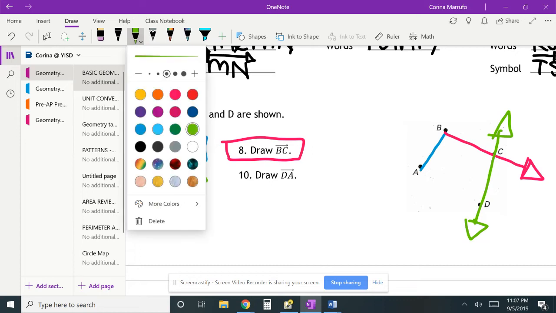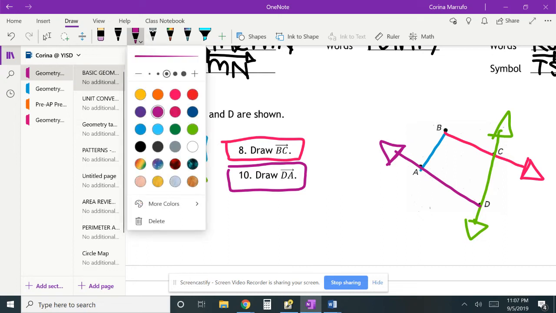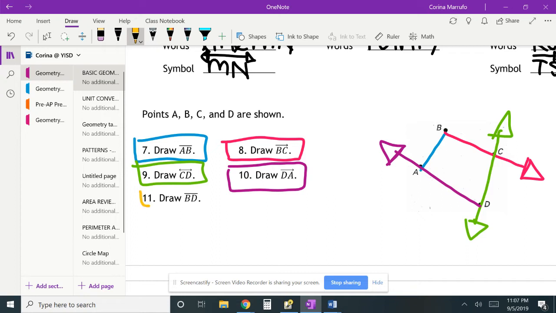The next one is asking us to draw DA, and that one they want us to draw a ray DA. So we start at D, we pass through A, and we create a ray. And then the last one is asking us to draw BD. So this is a line segment BD. So we're just going to start at B and end at D.